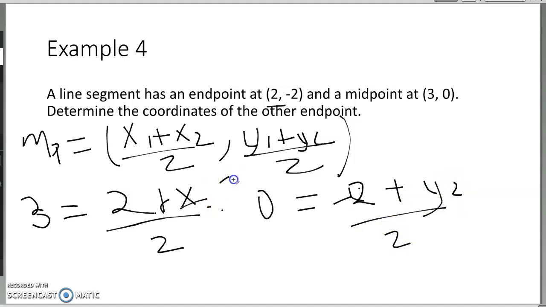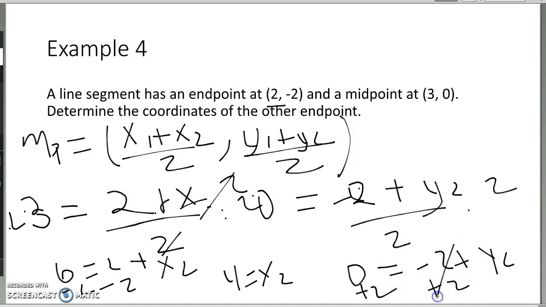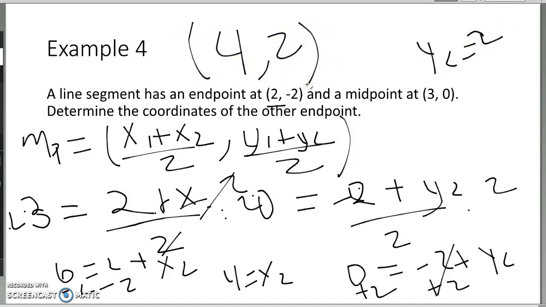Multiply both sides by 2 to get rid of that 2. So that crosses out, and I get 6 equals 2 plus x2. Subtract 2, and I get 4 is equal to x2. Same thing over here, multiply both sides by 2. Anything times 0 is 0, so I get 0 is equal to -2 plus y2. This time, balance out my equation, and I get y2 is equal to 2. So my coordinate point would be 4, 2. That is the other endpoint. And I hope that this helps.